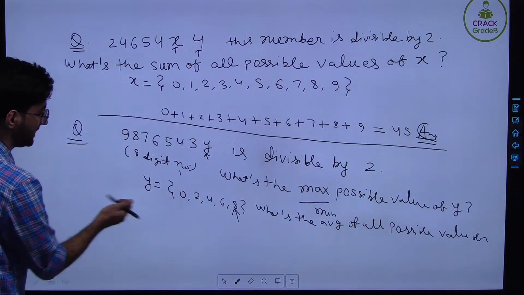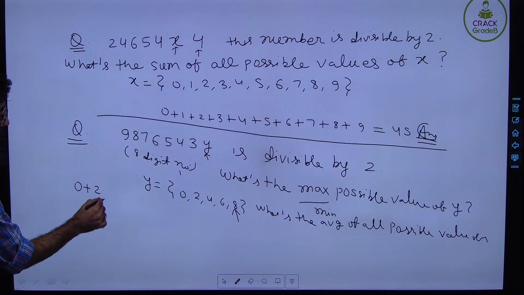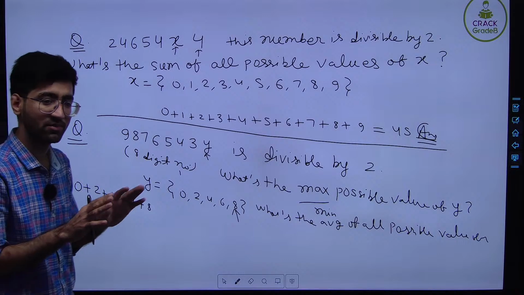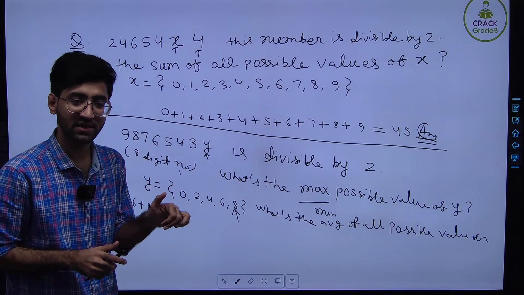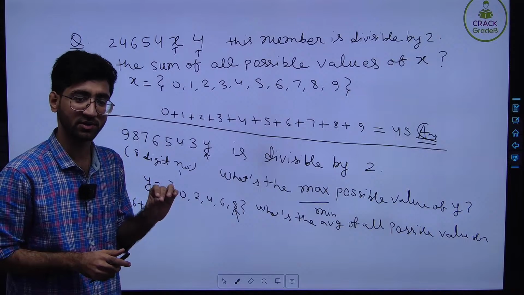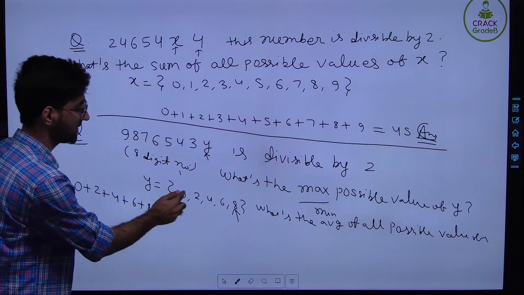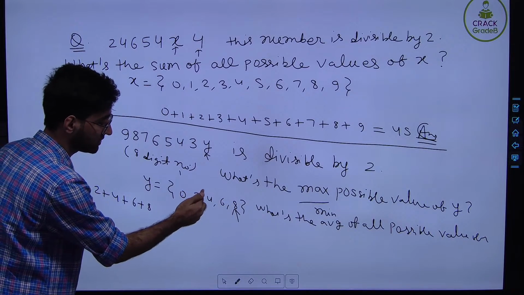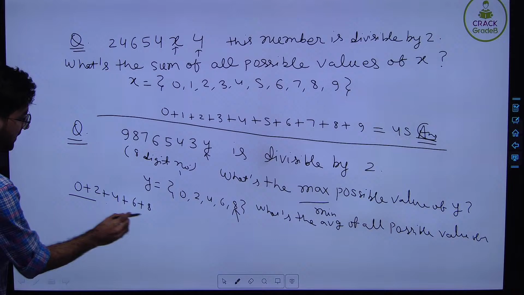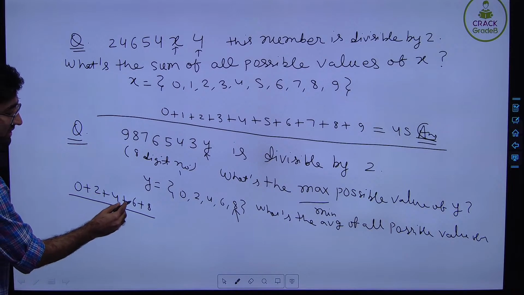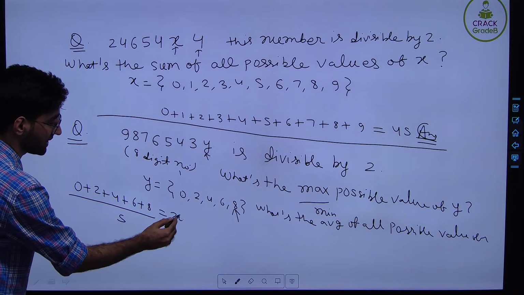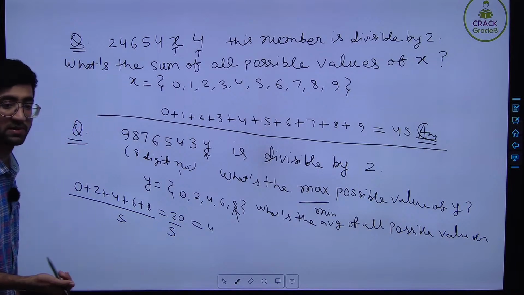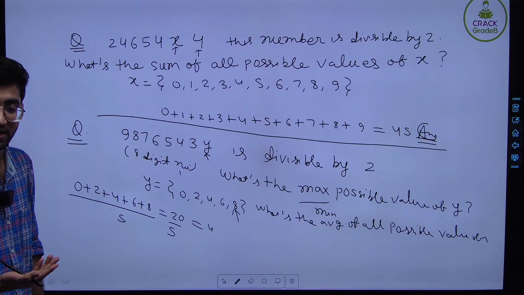You will simply add 0, 2, 4, 6 and 8. I am assuming that all of you have some kind of basic idea of average. Any doubt in the basic concept of average? Average means you just have to add all the values and divide by 5. So 2, 4, 6, 6, 6, 12 plus 8, divided by 5. 20 by 5 will be 4. 4 will be the correct answer. Any doubt?